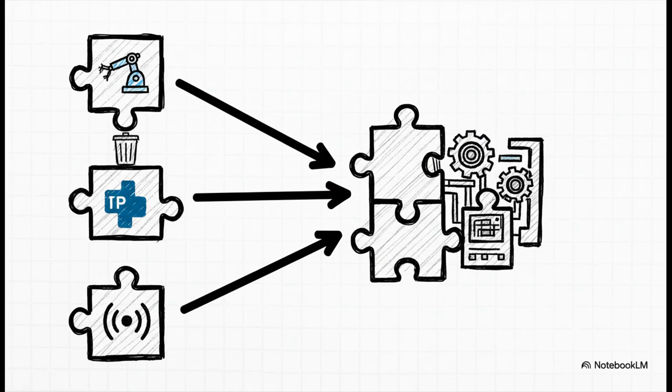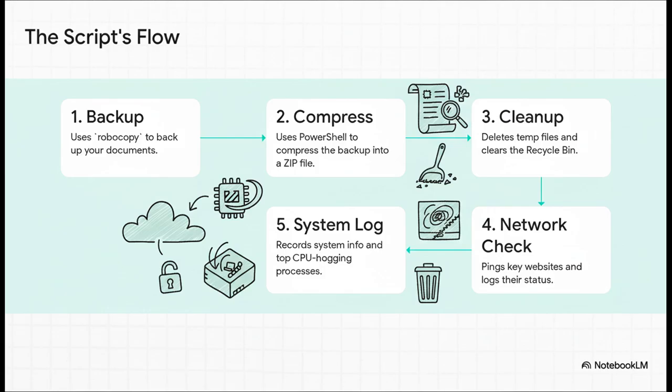And here it is, the whole shebang. Now I know, at first glance it might look a little intimidating, but if you look closely, you'll see it's just a combination of the same commands we've already covered: robocopy, del, PowerShell, and that ping loop. Let's break it down. It follows a super simple, logical 5-step flow. It starts with the most important task, backing up your data. Then it secures that backup by zipping it up. After that, it does the system cleanup. And finally, it creates a snapshot of your system and network status for you to look at later.